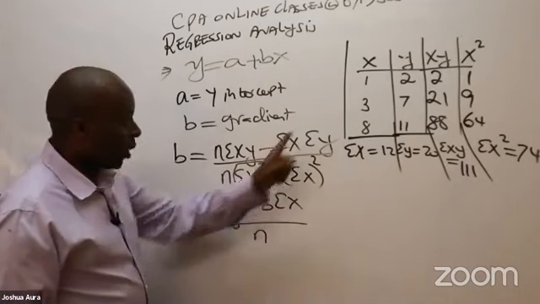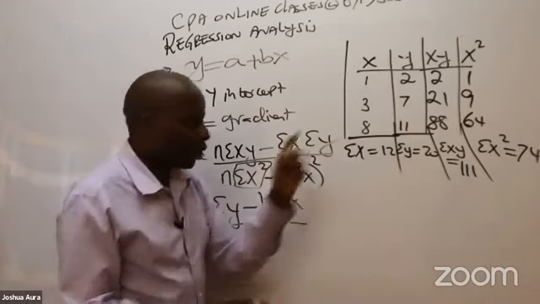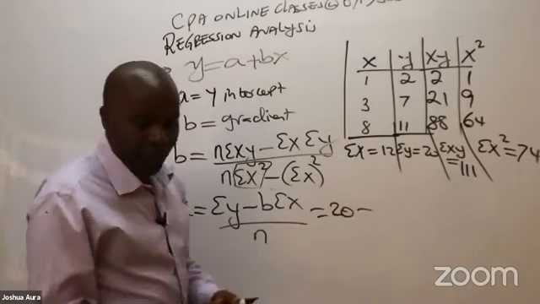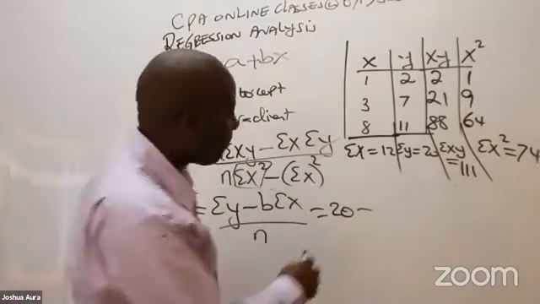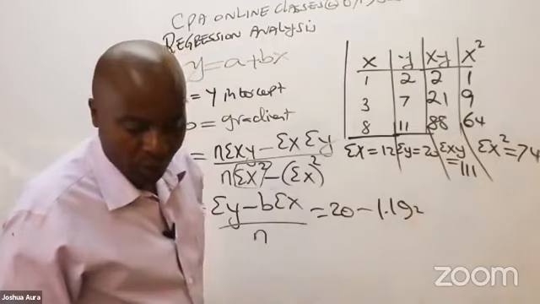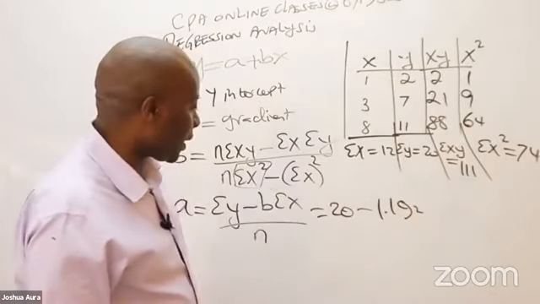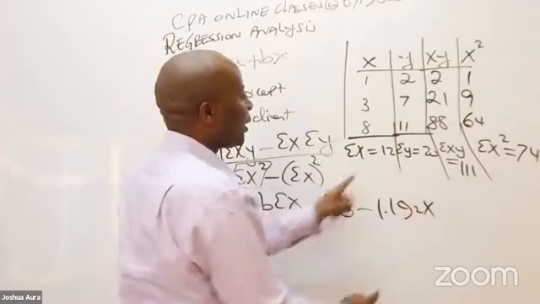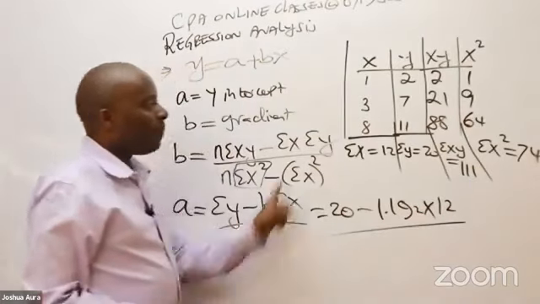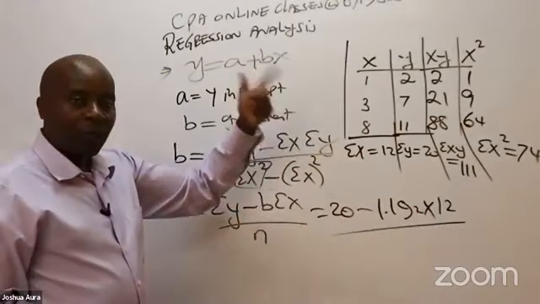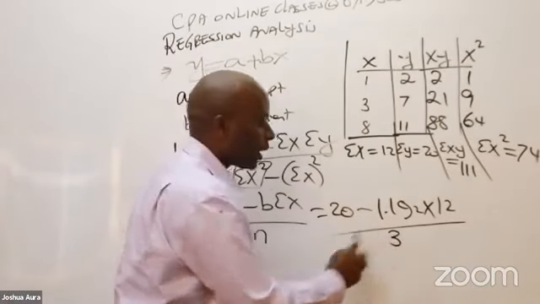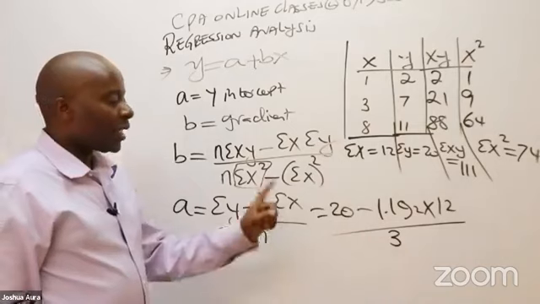So summation of Y, I already have it. It is 20. This is 20 minus B, the figure that we have just obtained here, which is 1.192, times summations of X, which is 12 here, all over our number of points. Remember the number of points, we had defined this earlier on. We got this as 3.